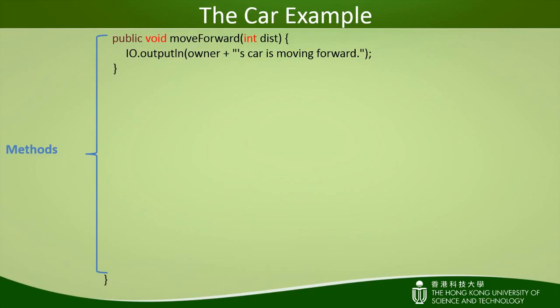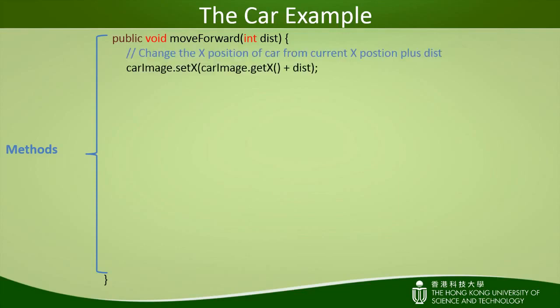Instead of just printing out a message, the modified method will actually move the car on the canvas from its current position to this units forward. The current position is obtained from the getX method for the object car image using the dot operator, and the distance this is specified as a parameter.